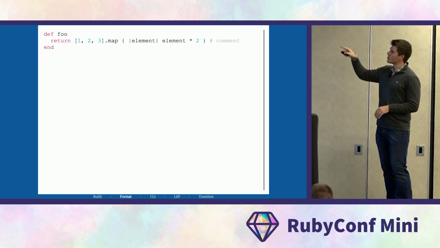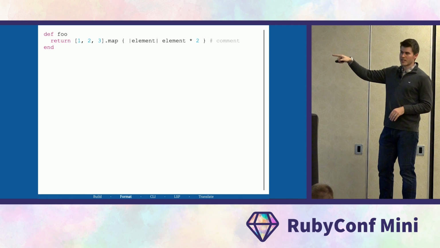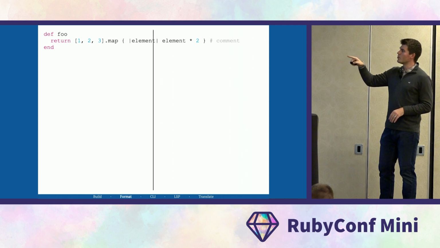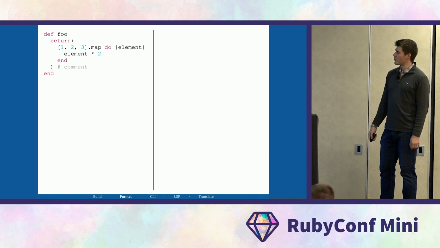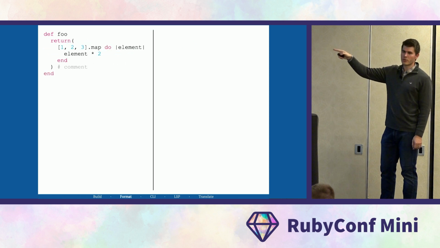So finally, we maintain these comments because the comments get attached to the nodes. If we move this inward, we can actually flip brace blocks into do blocks. And it works like that. The return node knew that its content was going to get broken, so it added parentheses just to be nice.